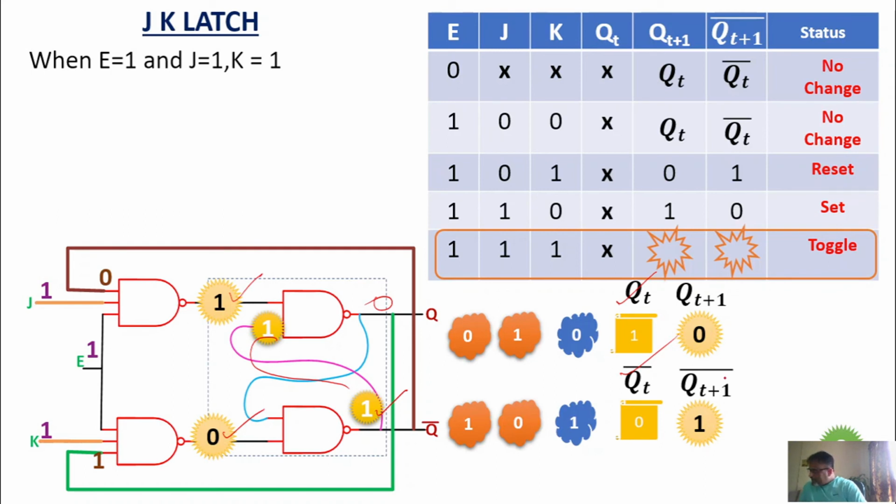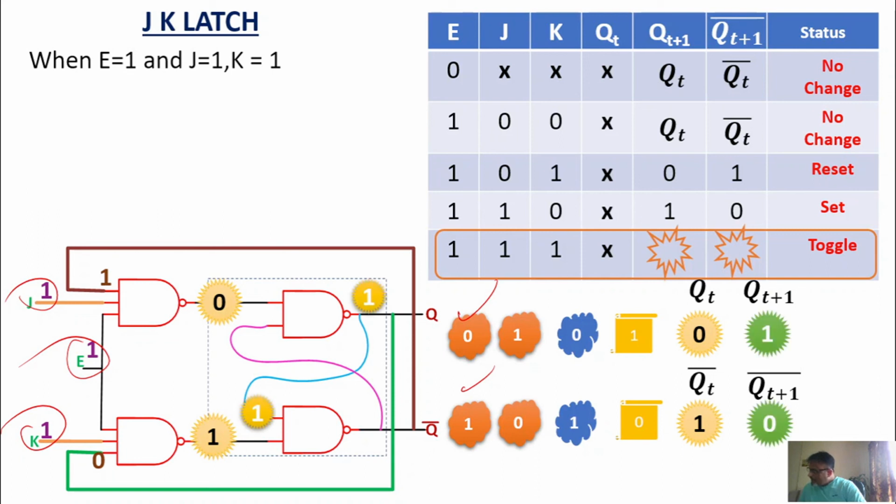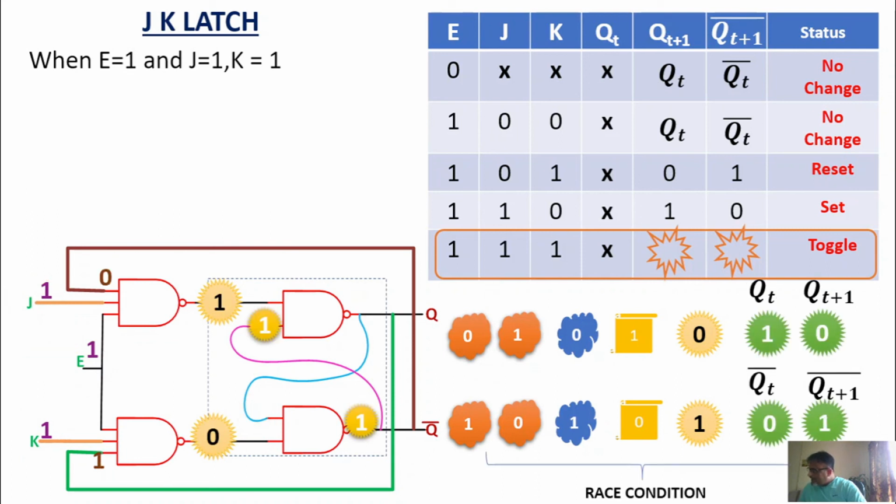This will continue always until you have J equal to 1, K equal to 1, and you just enable it. Starting from this initial Qt and Qt bar, this will continue like this. The next state will be 1 0. Similarly, the next state will be like this. So you can see there is a race happening here, right? See, now 0 1 will change to 1 0, then it will change to 0 1, then 1 0, then 0 1, 1 0, 0 1, right?